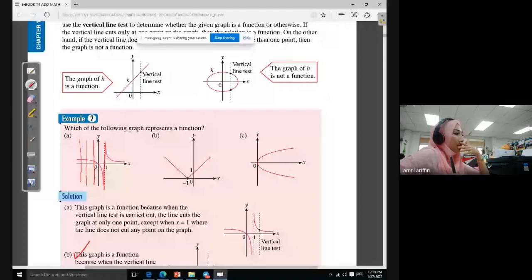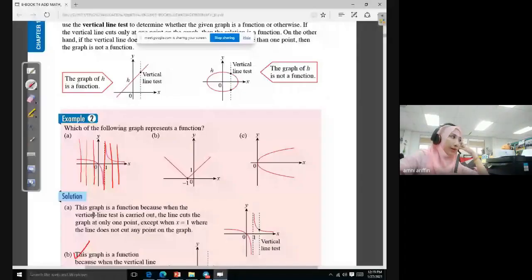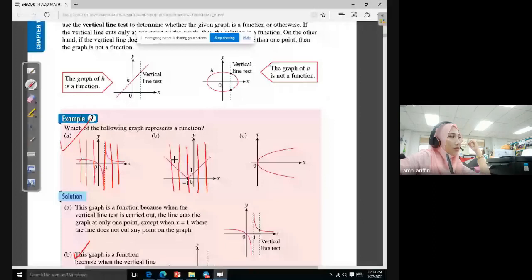Okay, so the solution is this graph is a function because when the vertical line test is carried out, the line cuts the graph at only one point. So boleh nampak, faham tak? Dia kata hanya menyentuh satu titik sahaja. So this is a function. Okay, for the second one, untuk graph yang kedua, sama juga you gunakan vertical line test. All the vertical lines touch at only one point. Dia hanya menyentuh satu titik sahaja. So this is a function.